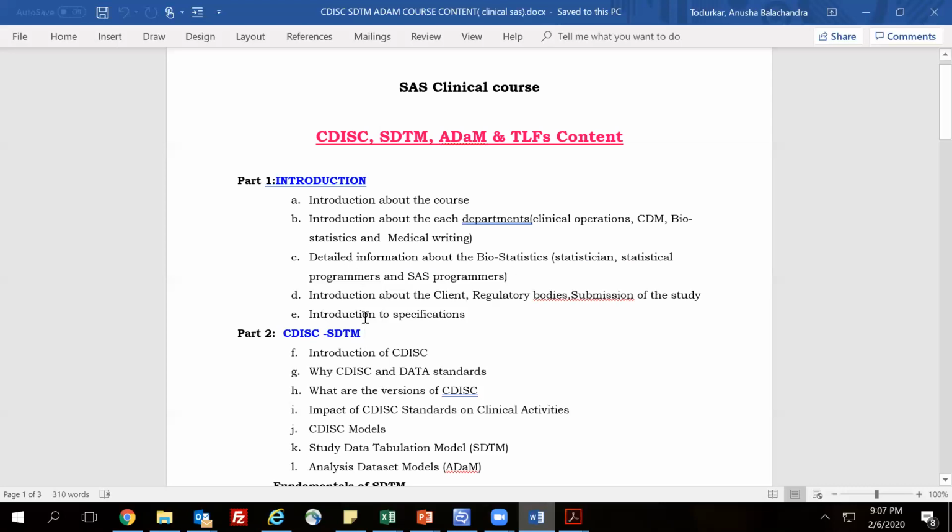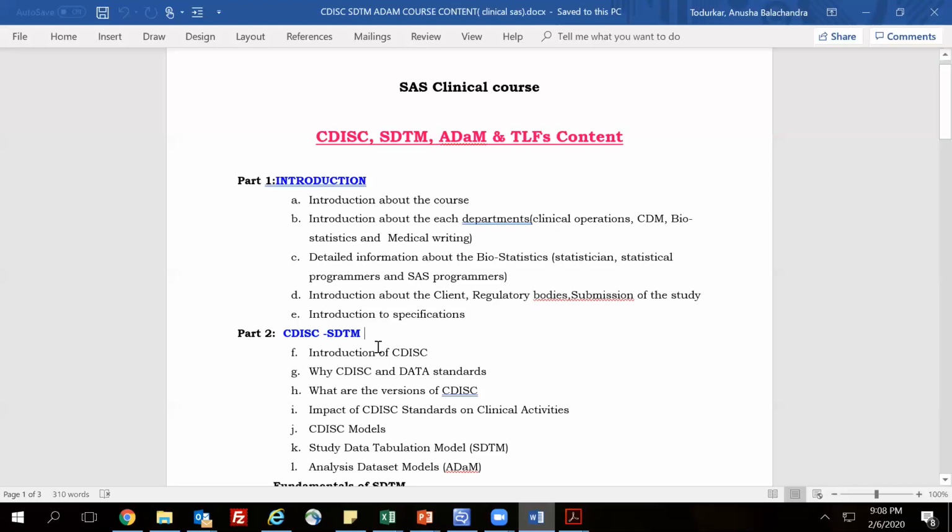And then specification. I'll be giving you real-time experience: what a protocol is and how we need to write a program using SAS. And then what a specification is. A specification is nothing but a document that we have to read and write the programming from. I'll go into more depth on this.